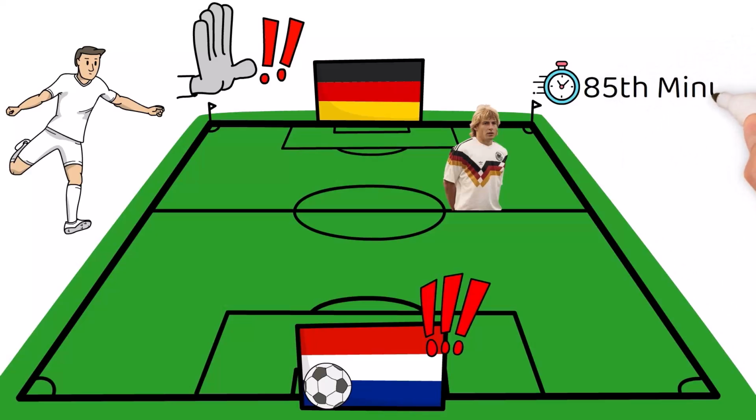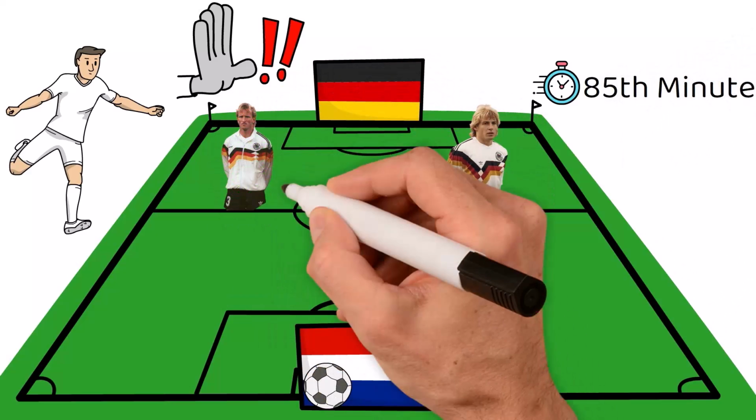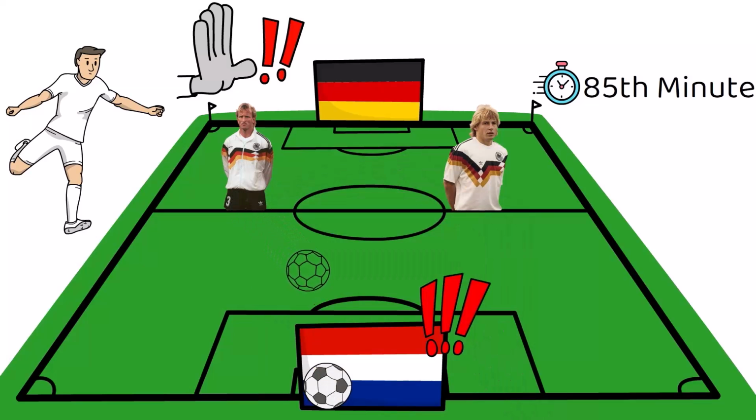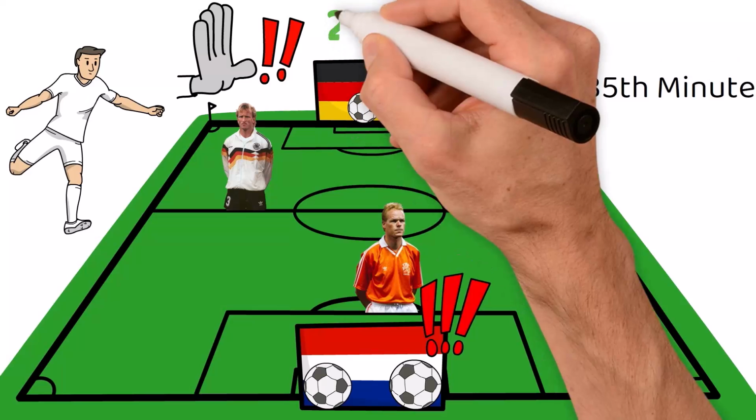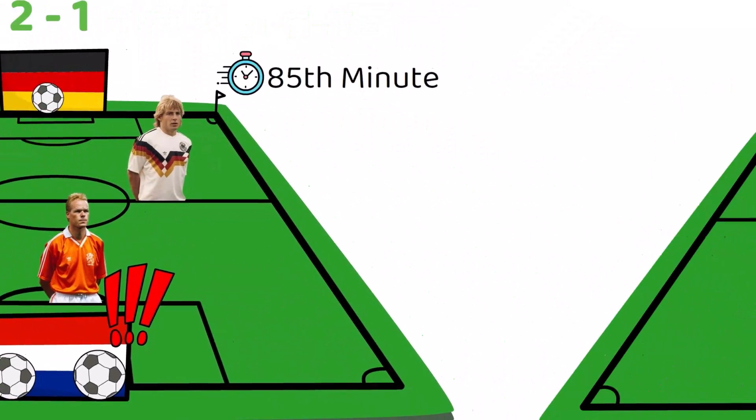In the 85th minute, he scored a sublime curling effort to double the German lead. The Dutch scored a late penalty, but Germany won 2-1. England faced Belgium in the second round.